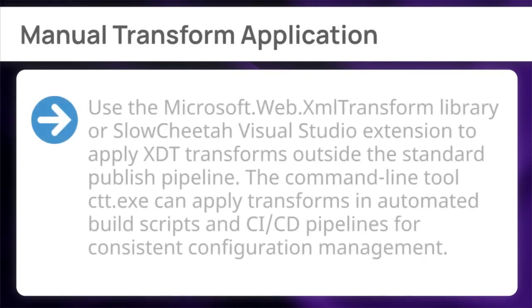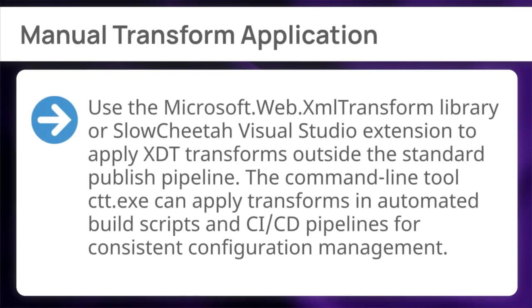Finally, manual transform application. Use the Microsoft.Web.Xdt transform library or SlowCheetah Visual Studio extension to apply XDT transforms outside the standard publish pipeline. The command line tool ctt.exe can apply transforms in automated build scripts and CI/CD pipelines for consistent configuration management.